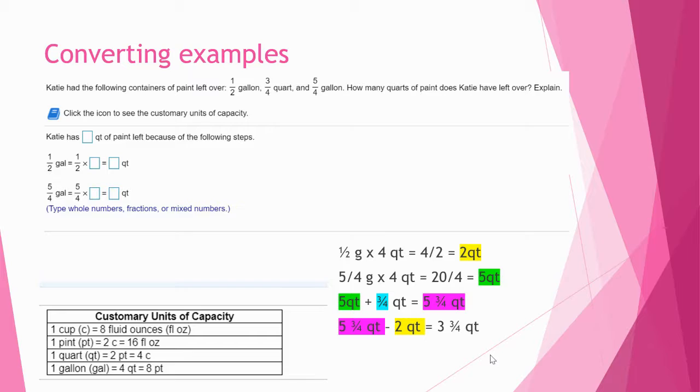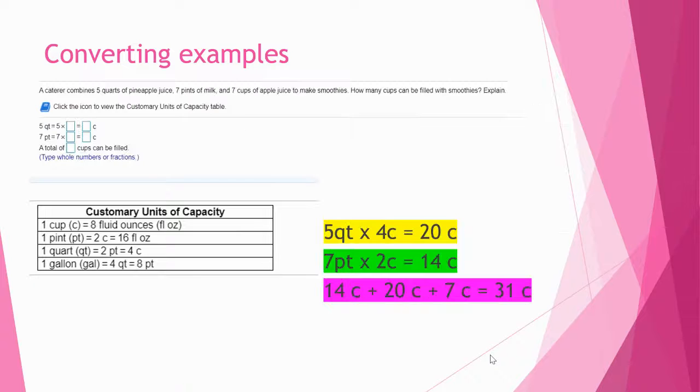And then we have a 3/4 quart left. So you added your 5 quarts plus 3/4 quart. That gave you 5 3/4 quarts. And then you subtracted the 2 quarts. In the end, the difference was 3 3/4 quarts. Another one that they had was just simple conversion.